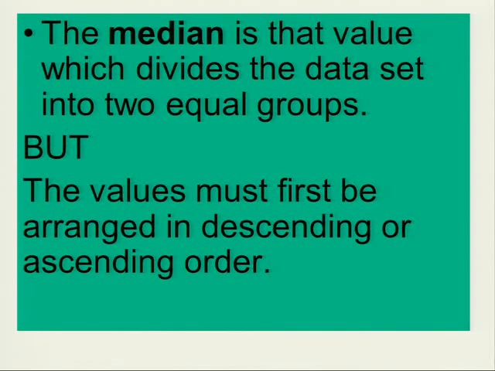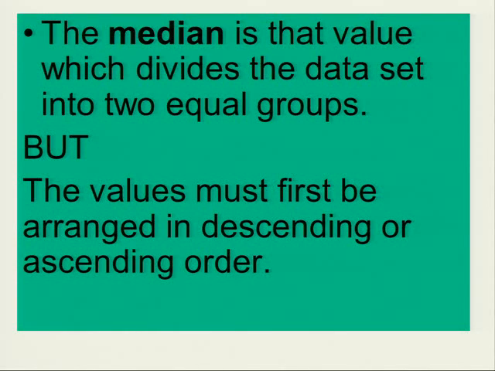The median is that value which divides the data set into 2 equal groups. It means the median will be in the middle of the data, dividing our data into 2 equal groups. But remember, for you to get the median, the values must first be arranged either in descending or ascending order. Before you can determine the median, the condition is that you first have to arrange your values.